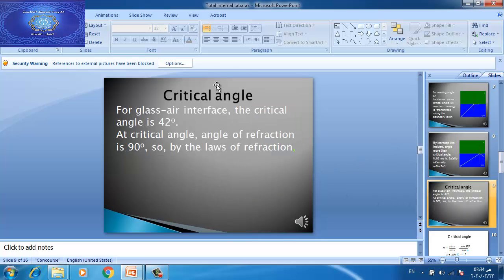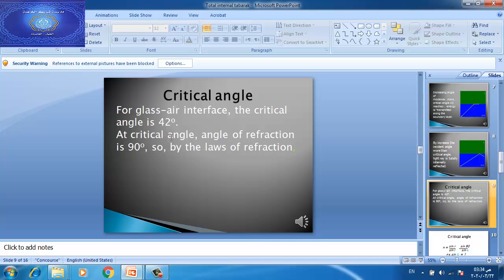Critical angle. How can we calculate the critical angle? Now we will use two mediums, which are glass and air. The critical angle for glass is 42 degrees. So the refracted angle in the second medium will be 90 degrees.